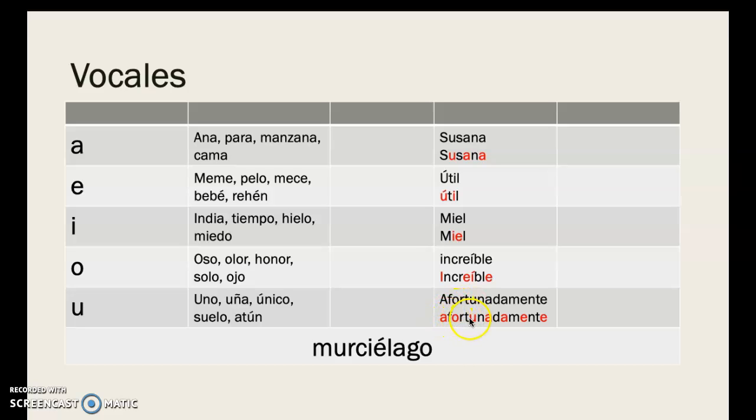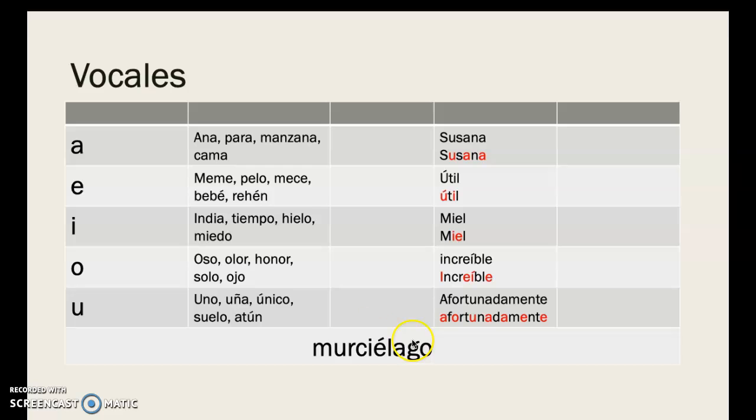A, O, U, A, E. And then we have afortunadamente. Again, all letters are pronounced, all of them.